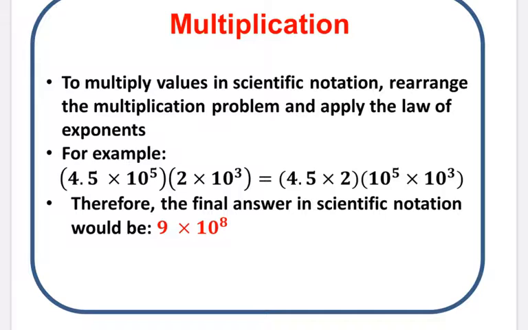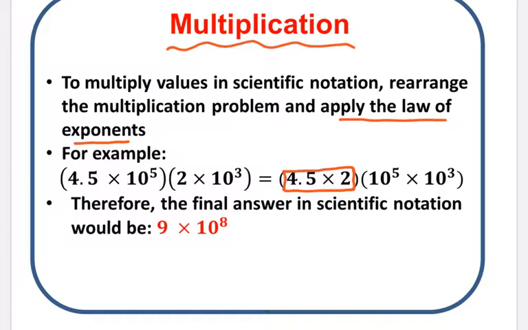All right, when multiplying in scientific notation, you multiply the numbers just like when we added. So you rearrange those numbers that need to be multiplied. Remember, think of them like coefficient numbers. And then you apply the law of exponents. So remember, when we're multiplying, we add exponents.